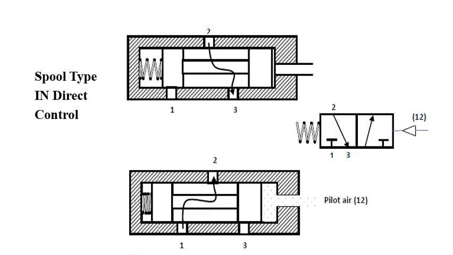Here is one more, the same spool type of direction control valve, but controlled by an indirect method. The direct method means the plunger is directly pushed against the spring force. Here the same piston itself is pushed by a pneumatic air supply. See here, the pneumatic air supply is used to push. If you give the air supply, it is called the pilot air supply, and the notation 12 and 14 is used for the pilot signal.